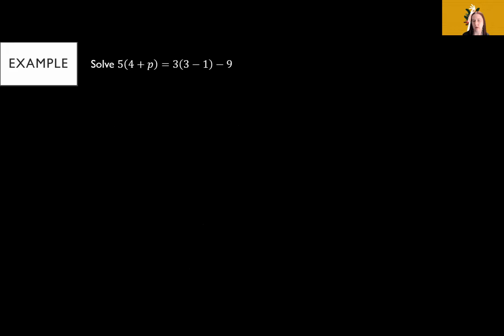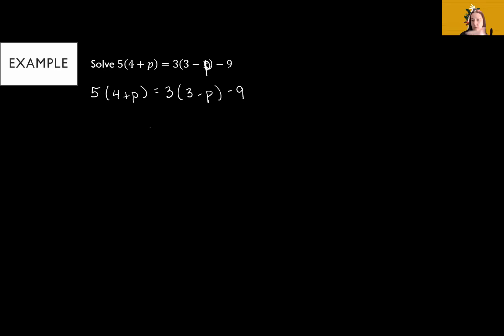Okay, so here, now again, we're getting more complicated. We have 5 times 4 plus p equals 3 times 3 minus p, minus 9. I think I meant to put that as a p. I think I typed a 1 instead of a p. I'm not sure why. So we'll just change that to a p. I'm pretty sure that's what I intended.